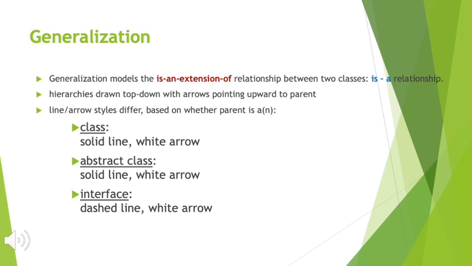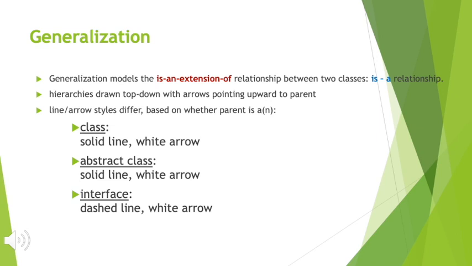All right, for generalization. Generalization models the "is an extension of" relationship between two classes. So it's like an is-a relationship. It's normally a hierarchical relationship. It can be drawn top down with arrows pointing upwards to the parents. So the class will be a solid line, white arrow. For abstract class, it will be solid line, white arrow.